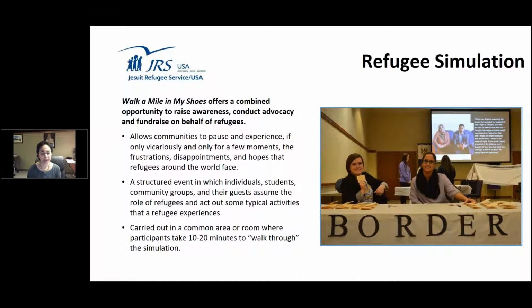But again, the idea is that it's an opportunity to share information about the challenges that refugees are facing and some of the issues that are part of this conversation around the global refugee crisis, and give individuals an opportunity to both experience it, talk about it, and take some actions.